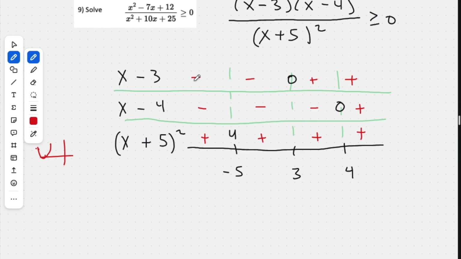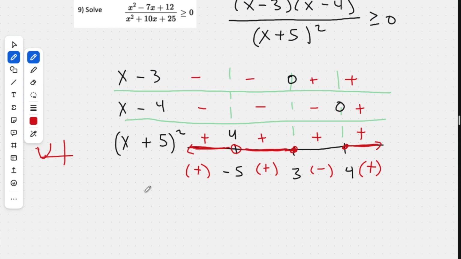And then kind of tallying this up, 2 negatives make a positive, 2 negatives make a positive again, 1 negative makes negative, and 3 positives make a positive. We're going to have the positive region, so I want this, but I don't want that point because it's undefined, so I'm going to throw an open dot there to remind myself. And then we want the positive region. I want to include the 3 because it's from the numerator. Likewise, I want to skip over the negative region and then include that 4.